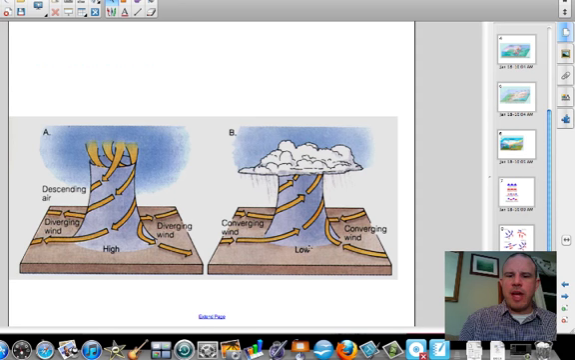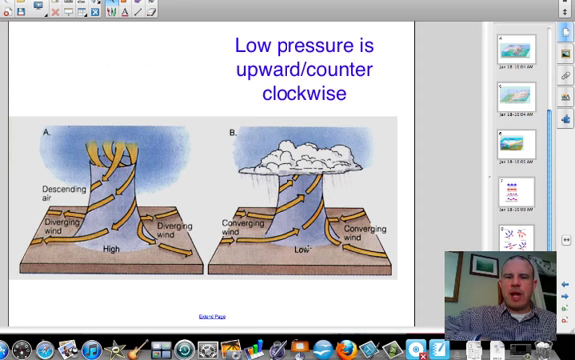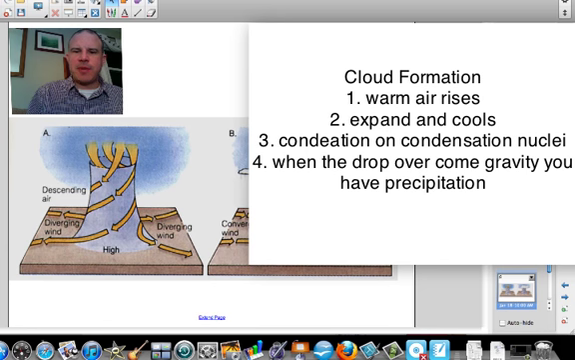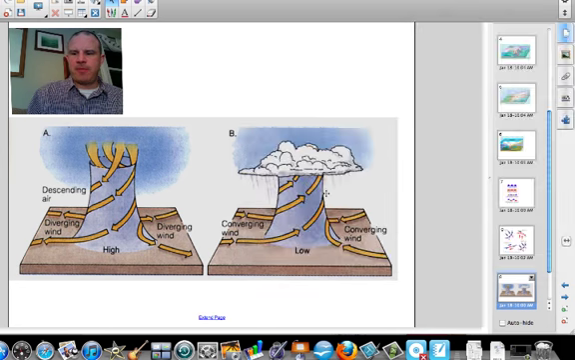On the other side, low pressure is doing the opposite. Your hand's on the table and you pick it up, it's going to go in a counterclockwise direction, and that is going to be warm air lifting up into the air. And again, I've said it a couple times already, but that's that whole cloud formation. Warm air rising. When it rises, it expands and cools. We have condensation that occurs on condensation nuclei. And then when we have enough moisture in the air, we have precipitation.